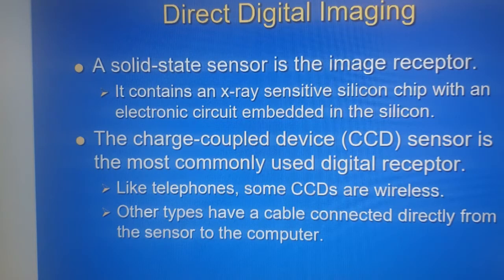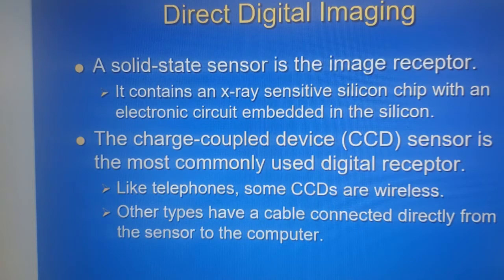With direct digital imaging, it makes use of a solid-state sensor that contains an X-ray sensitive silicon chip with an electronic circuit. These sensors normally are made out of CCDs, or charge-coupled devices. As your slide says, it is the most commonly used type of digital receptor. A CCD is a solid-state detector comprised of a grid of small transistor elements that convert X-rays to electrons. The electrons produced by this X-ray are then deposited in a small box, well known as a pixel. This pixel is a digital equivalent of a silver halide crystal that is used in traditional radiology.